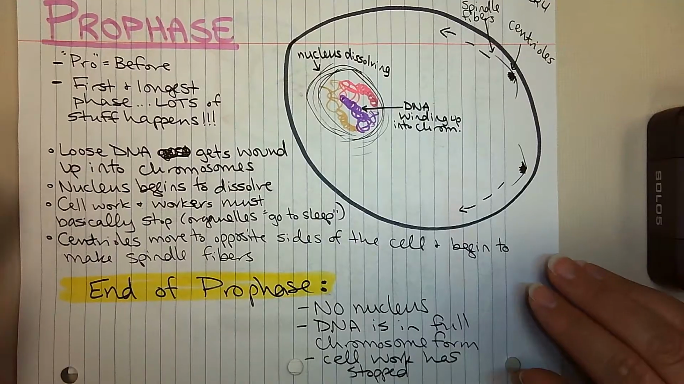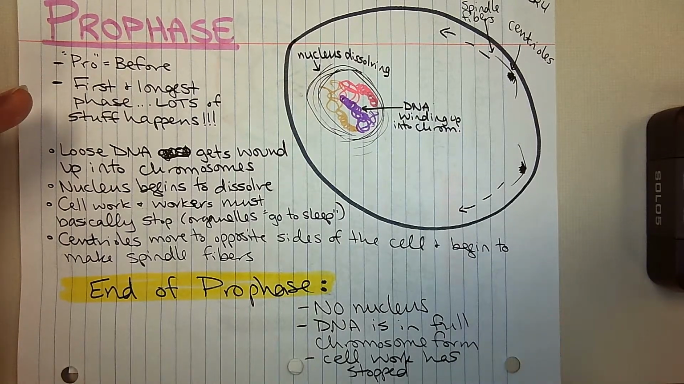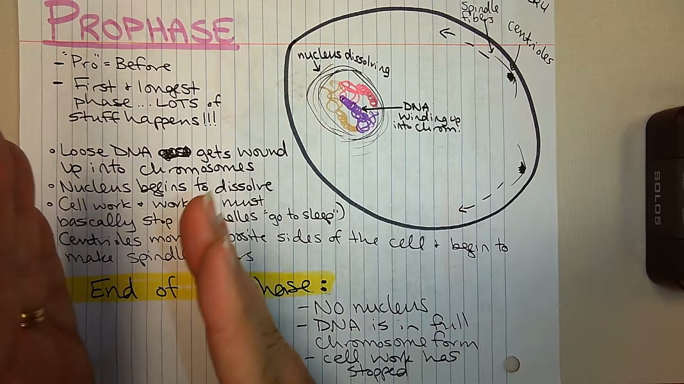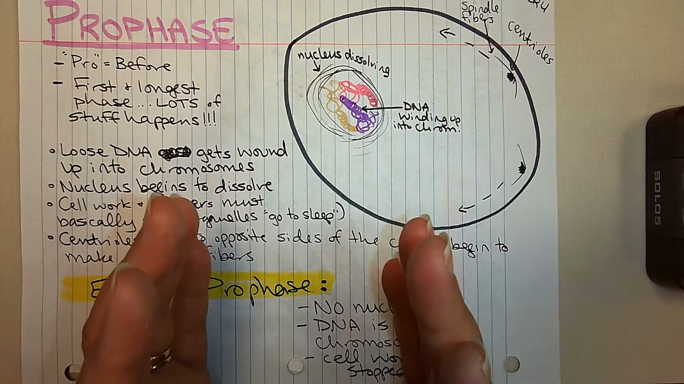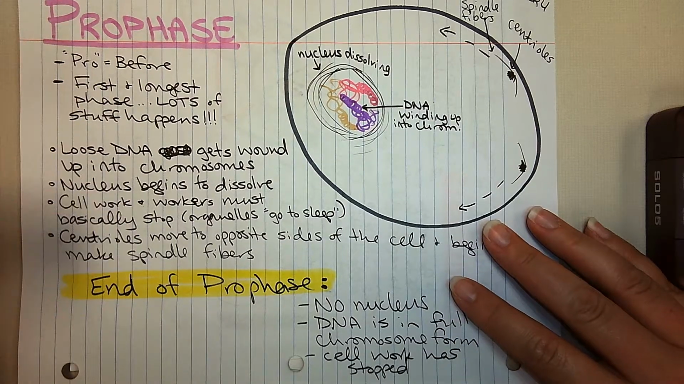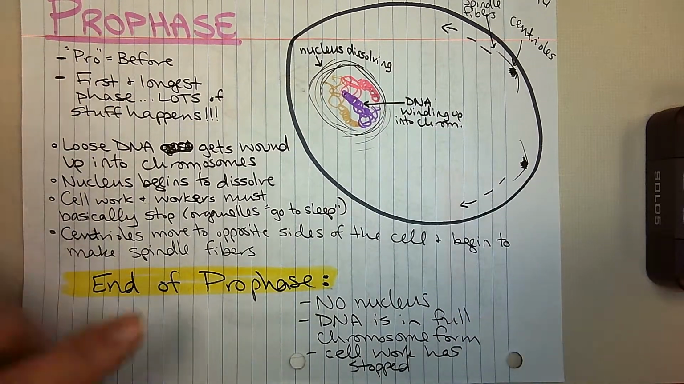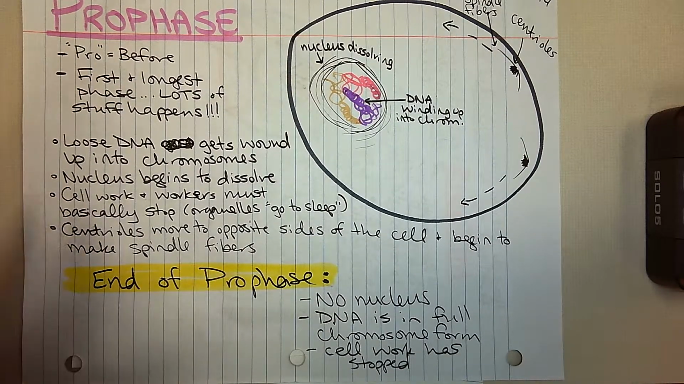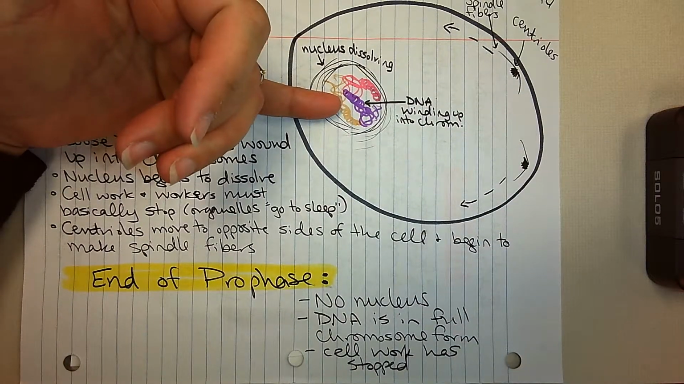So by the end of prophase, which is so long that sometimes you will see a prometaphase where they've combined it with the next phase. It's kind of in between the beginning of prophase and actual metaphase. But prophase is so long that by the end of it, there needs to be no nucleus. The DNA is in full chromosome form. And there's a couple of reasons why DNA needs to wind up into chromosomes.